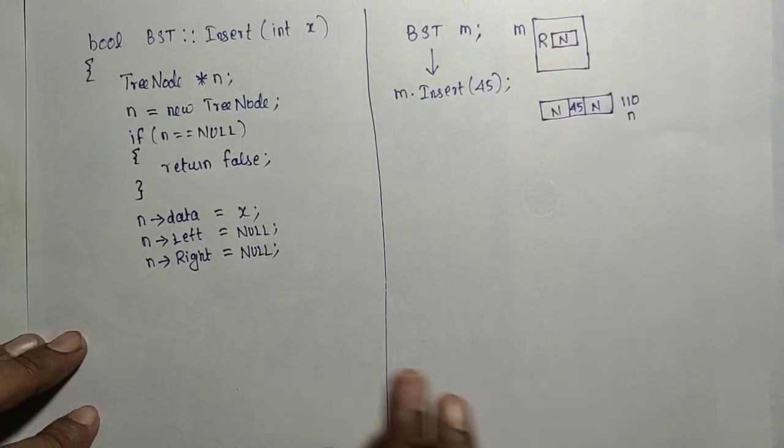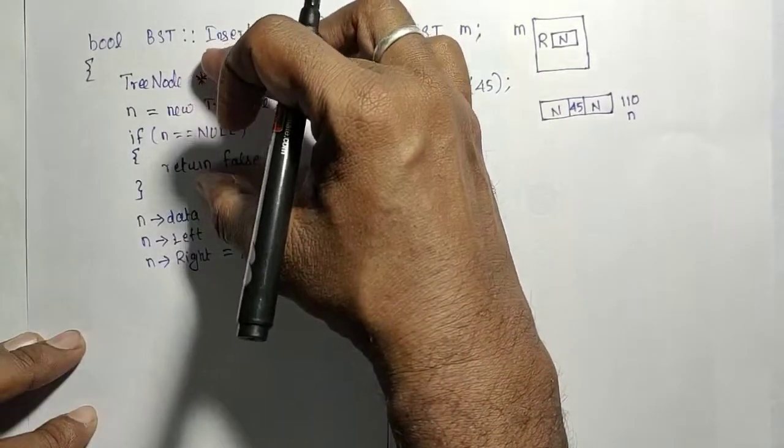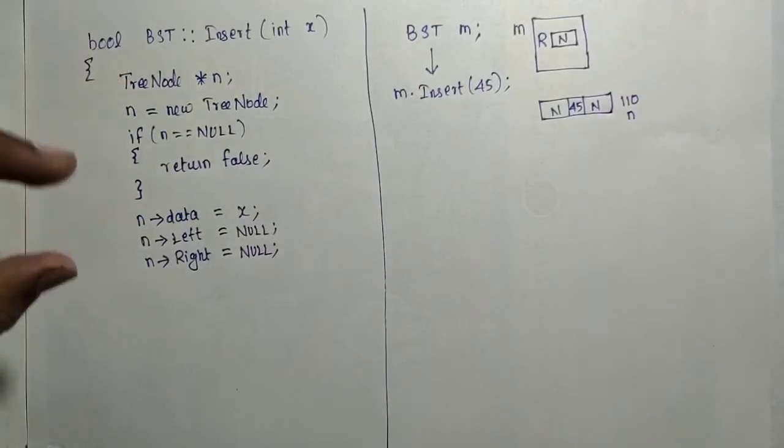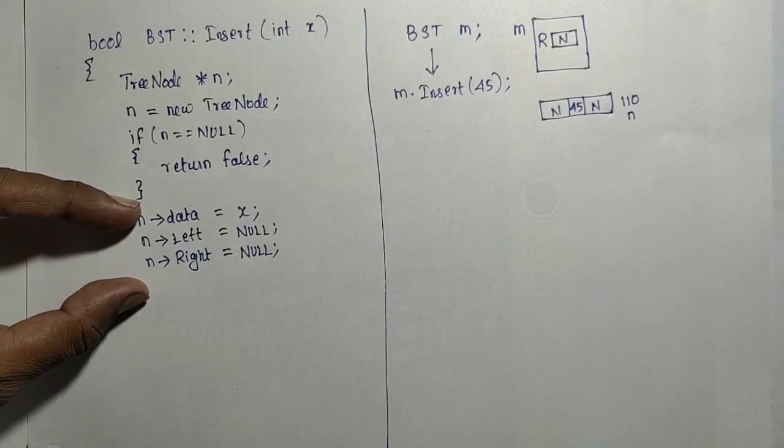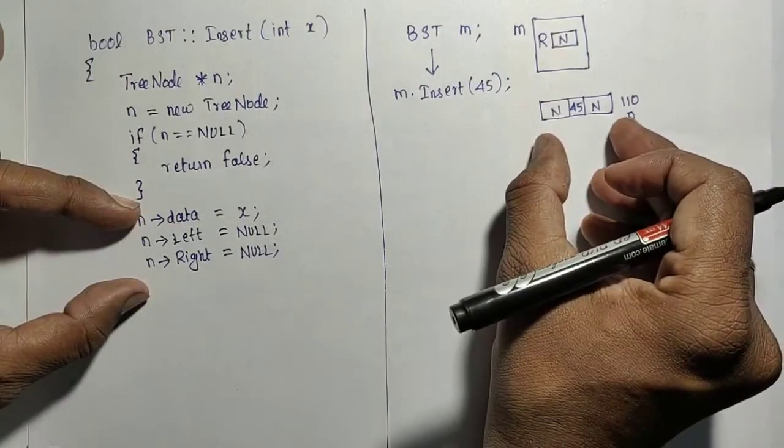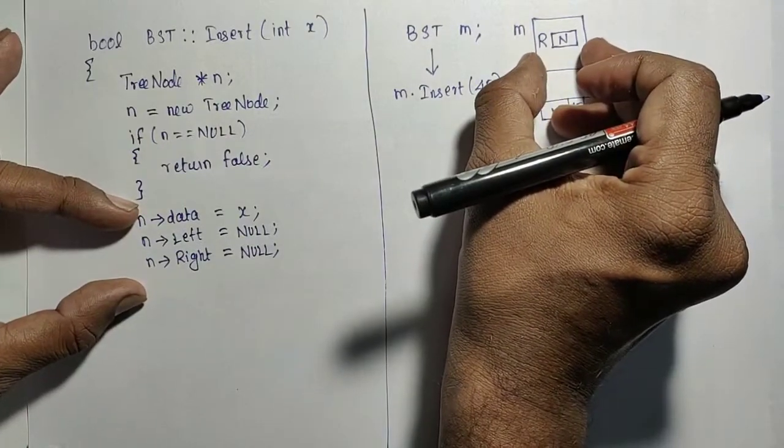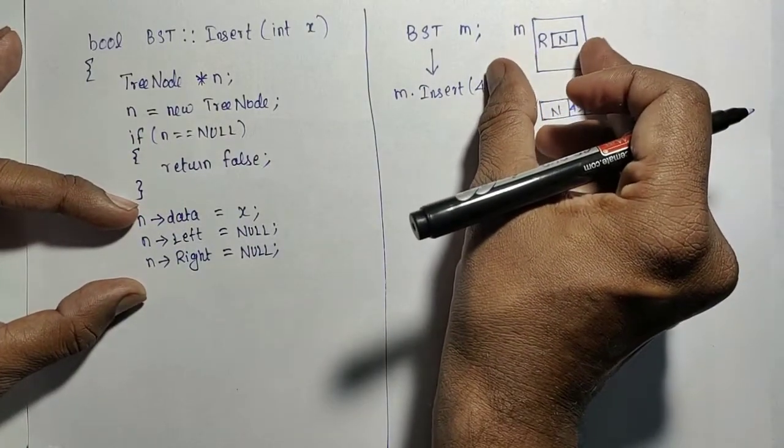So the two steps are over: creation of a new node and then initializing that new node. Now the new node has to be added into the tree, linked into the tree.